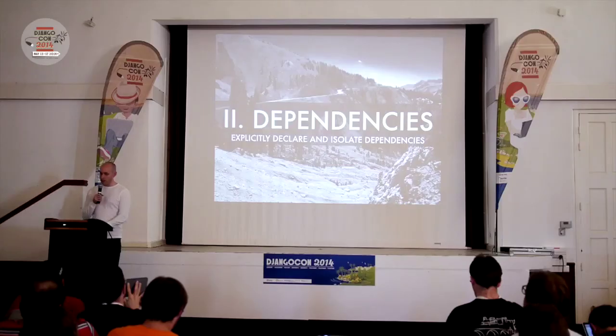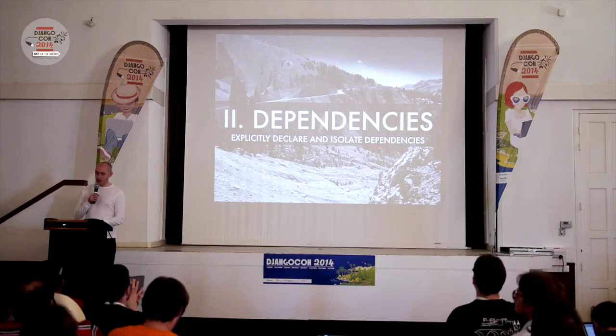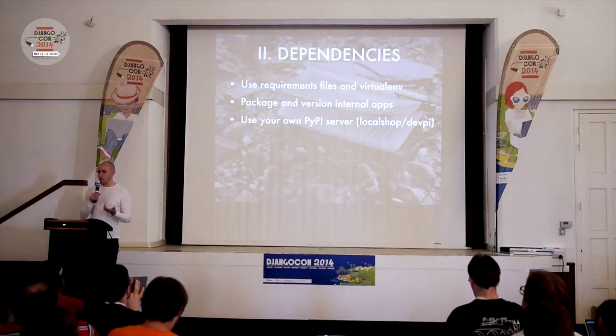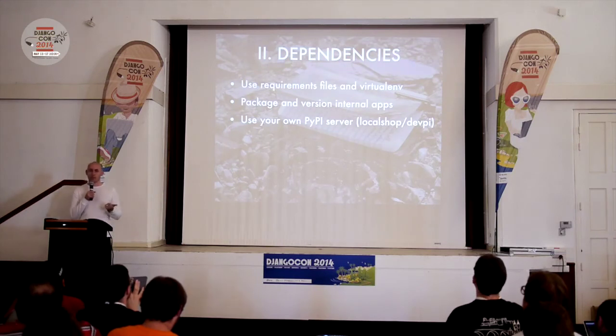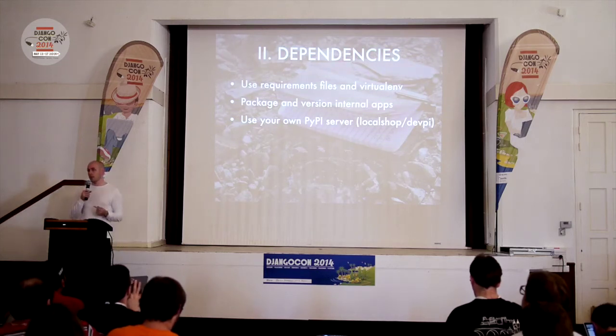The second one we're going to look at is dependencies. And basically what the factor says is that we should explicitly declare and isolate dependencies. So to do that, you use requirements files, obviously. You use virtualenvs. Something you shouldn't do is use a single virtualenv on your production servers and update it, because that will prevent you from being able to roll back. So you should have a virtualenv.